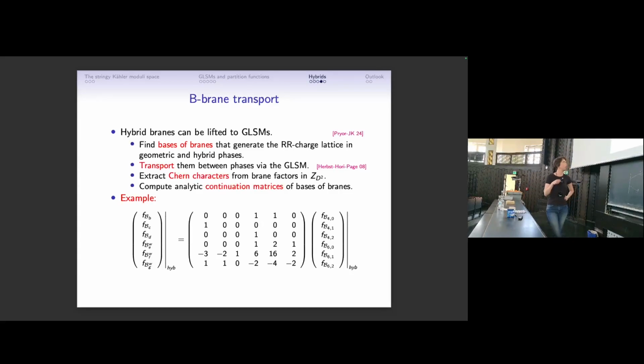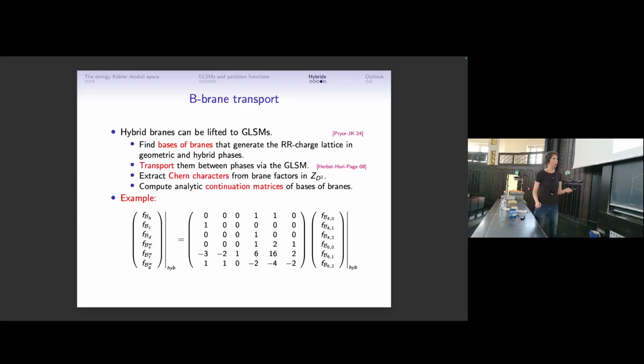I will not write down explicit matrix factorizations because these are fairly complicated structures, but these are all explicit examples of branes that are, at least in the hybrid phase, straightforward generalizations of well-known Landau-Ginzburg and geometric branes.